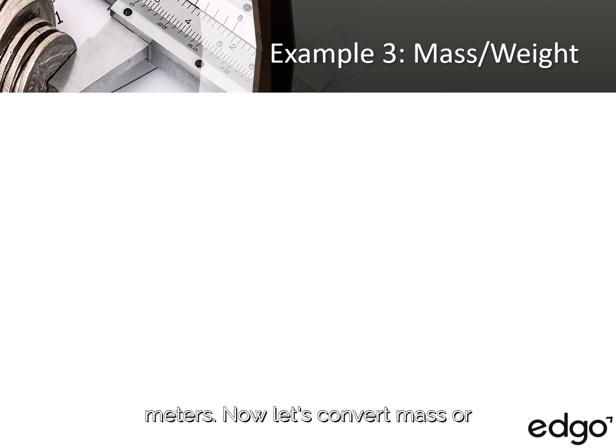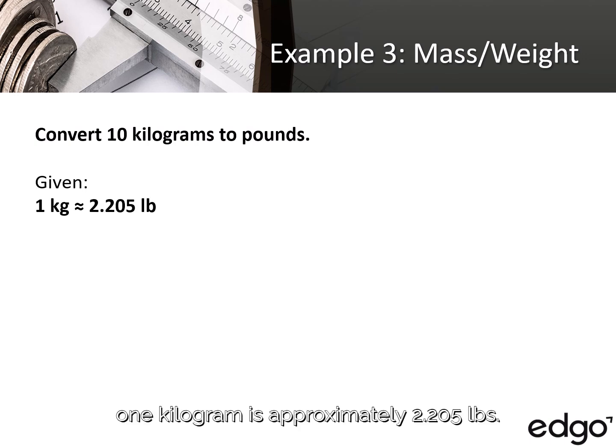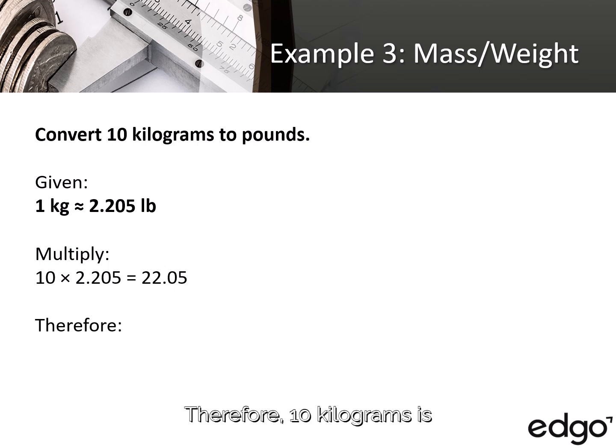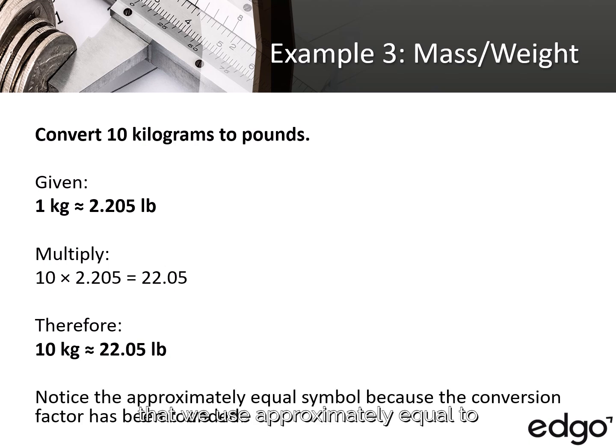Now let's convert mass or weight. Convert 10 kilograms to pounds. We know that 1 kilogram is approximately 2.205 pounds. Multiply 10 by 2.205. The result is 22.05. Therefore, 10 kilograms is approximately 22.05 pounds. Notice that we use approximately equal to because the conversion factor we're using has been rounded.